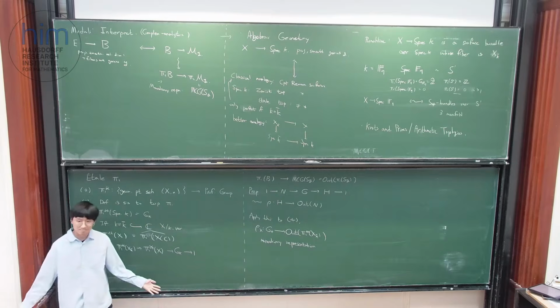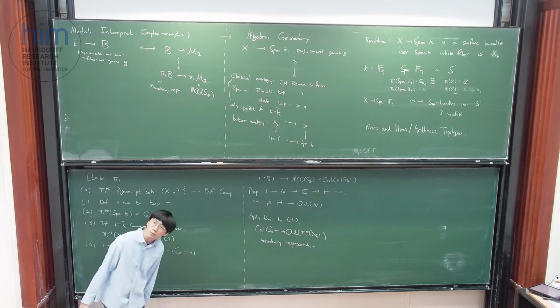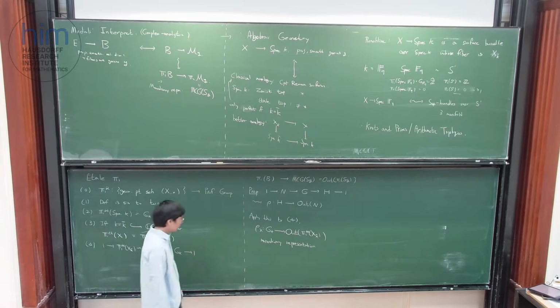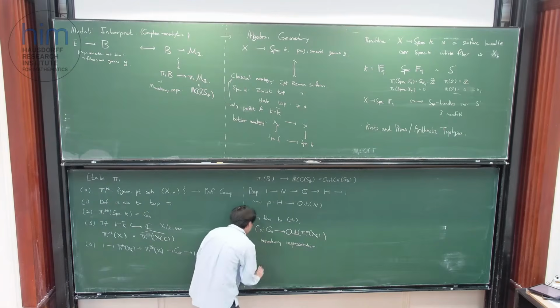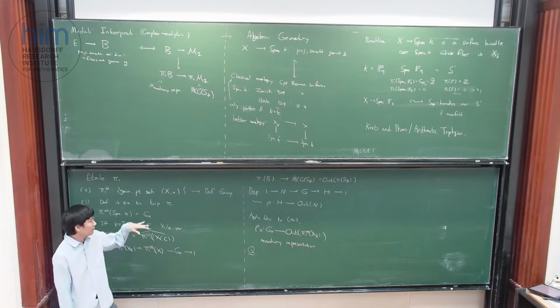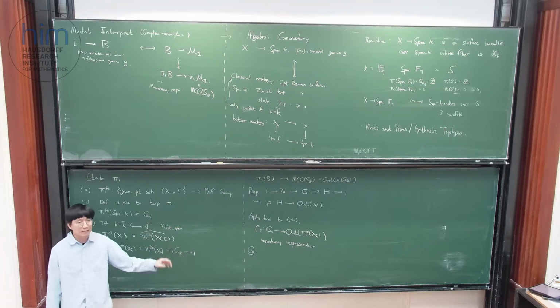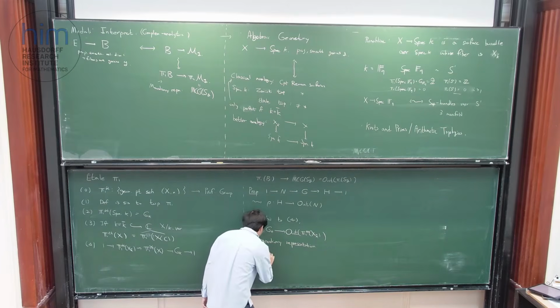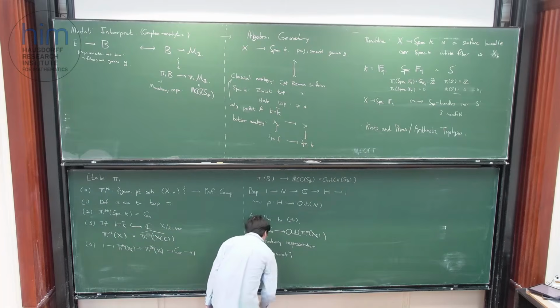Any questions so far? Okay. So the obvious question is that in the topological category, we learned that any surface bundle is determined by its monodromy representation, right? So we can basically ask the same question, which is asked by Grothendieck. The monodromy representation determines X.